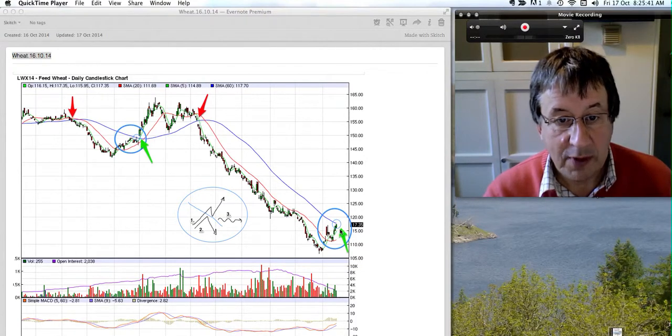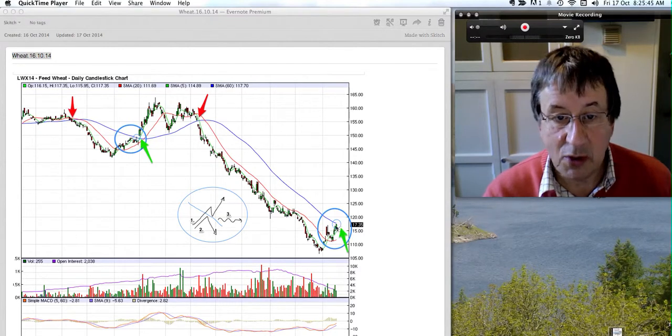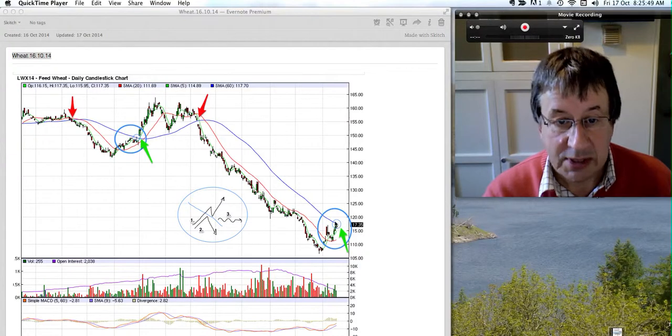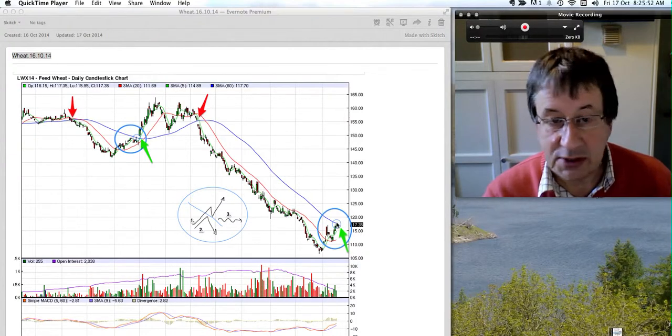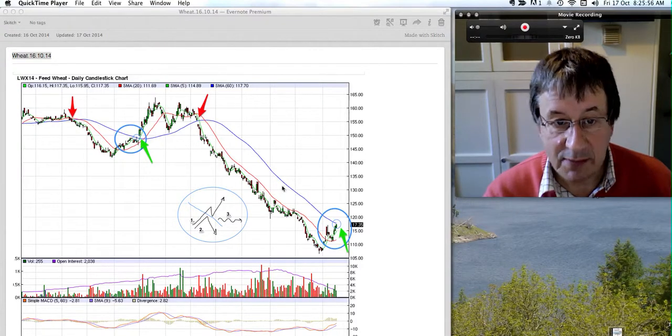Now we've come back and we're just about to test it on the close, not quite, but we will if the market holds today. We test the 60-day moving average. This is an important event. We have not seen it cross from the underside for the last 9 months.